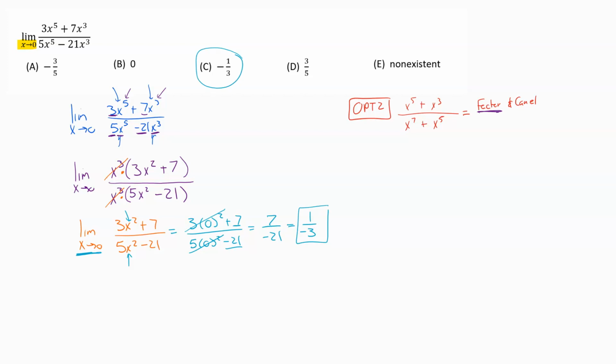So always try option 1, plug it in, and then from there go through your other limit options. And on this one, as soon as I see something that's got a polynomial over a polynomial, I'm probably going to try to factor out if I can and see if I can cancel any like terms.